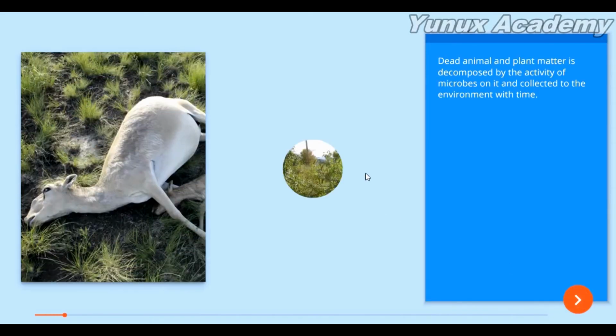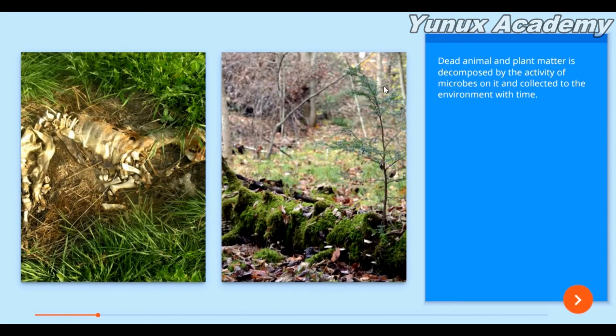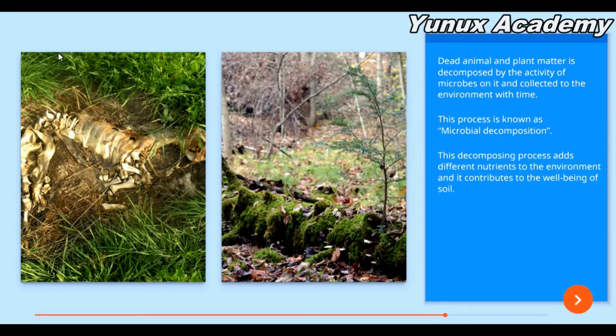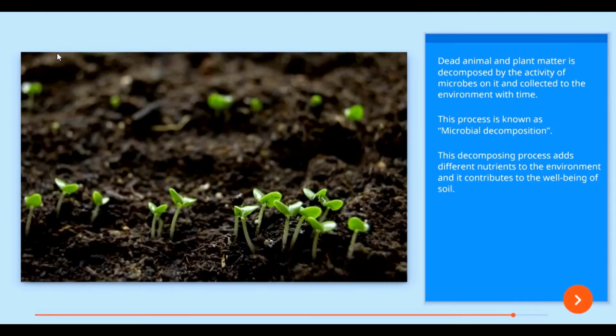Dead animal and plant matter is decomposed by the activity of microbes on it, and collected to the environment with time. This decomposition process by microbes is known as microbial decomposition. If there is no such process, the collection of such matter will affect the natural balance of the environment. This decomposing process adds different nutrients to the environment, and it contributes to the well-being of soil.